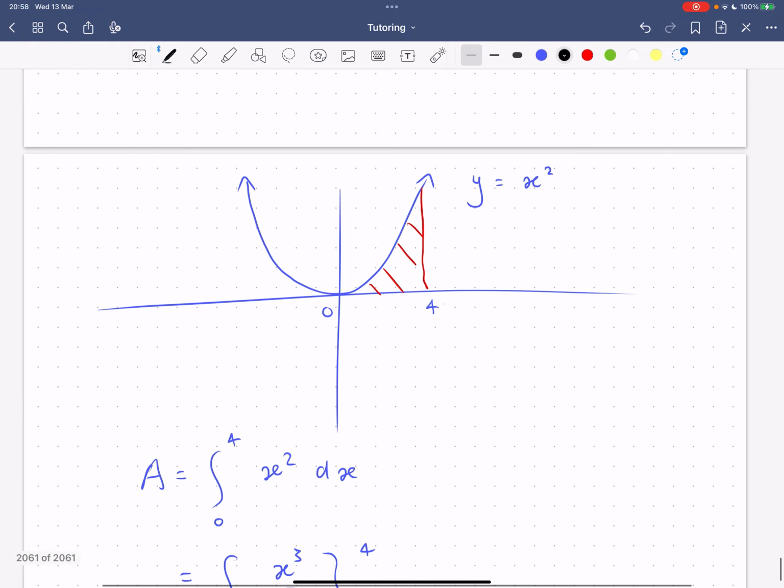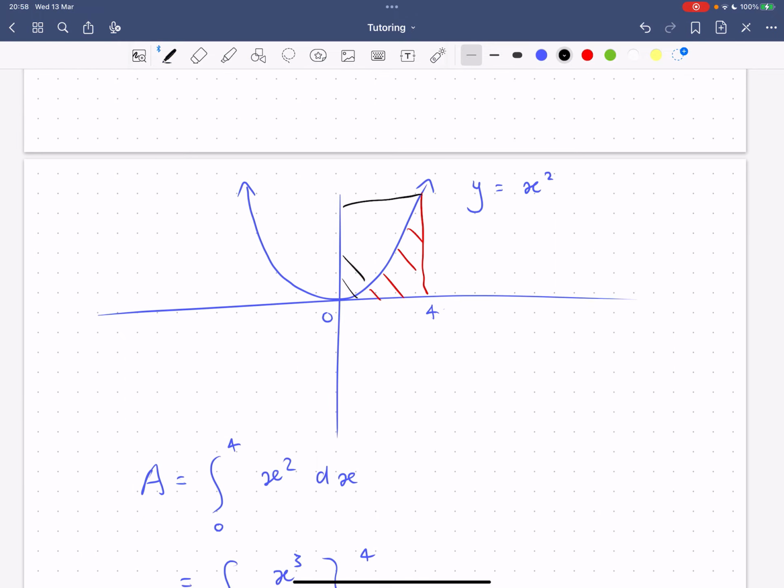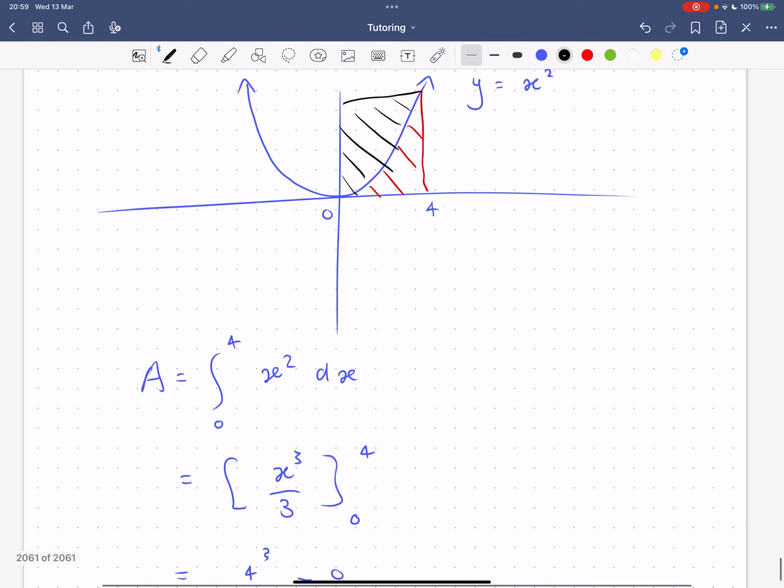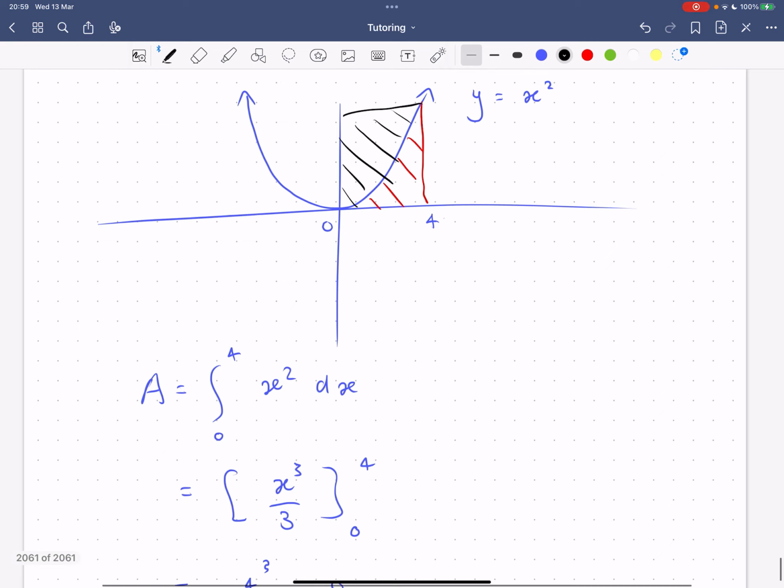What if I wanted to know, however, this area here in black? There's two ways of doing this. Way number one is maybe this is part 2 of a question and I wanted to know the black area and the red area. Well, we know that 4 to the power of 2 is 16. So this is a rectangle of length 4 and height 16. So 4 by 16 is 64.